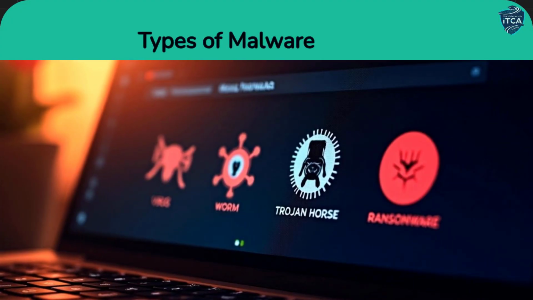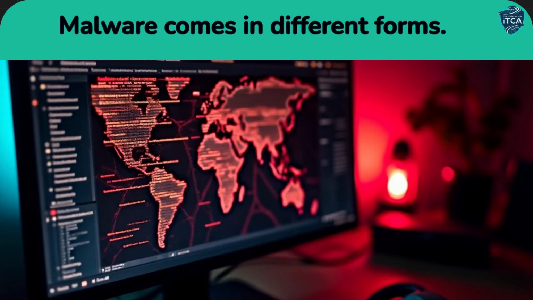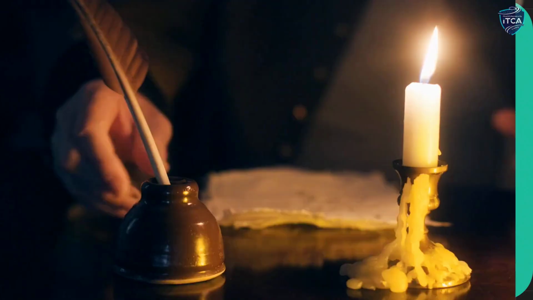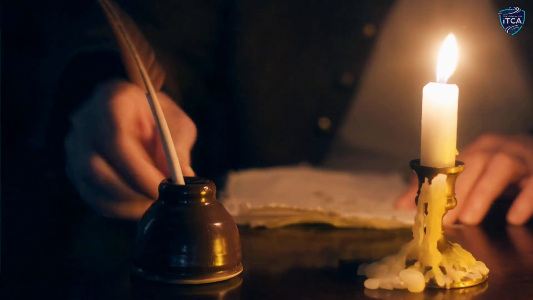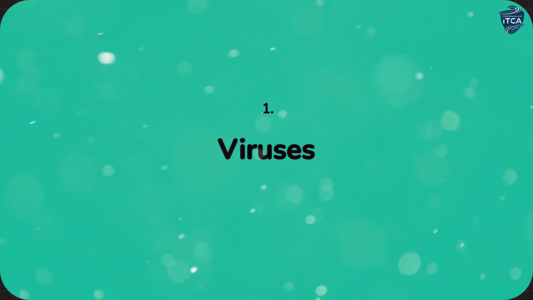Types of malware. Malware comes in different forms. Each type has its own way of infecting systems, hiding from detection, and causing damage. Let's go through the main types with practical examples to make it easier to recognize them. Let's start by looking at viruses, one of the oldest and most well-known types of malware.